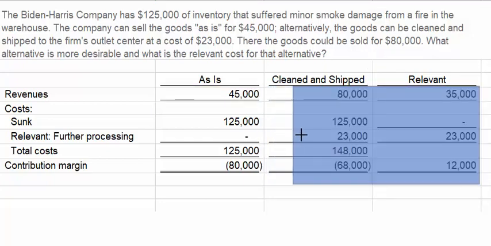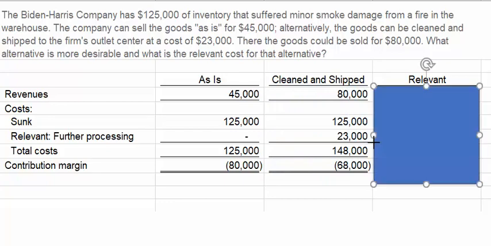Now, if we consider the cleaned and shipped alternative, the revenues become 80,000. And because 80,000 is different from 45,000, this is a relevant item to us. I wouldn't exactly call it a relevant cost because it's a relevant revenue, but it's relevant to this decision.